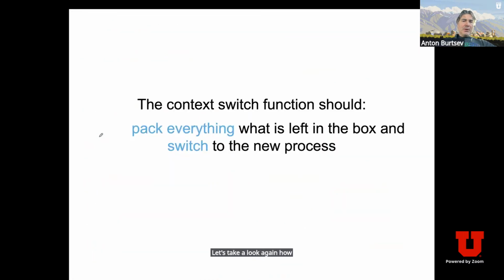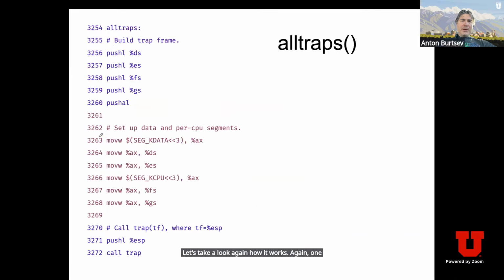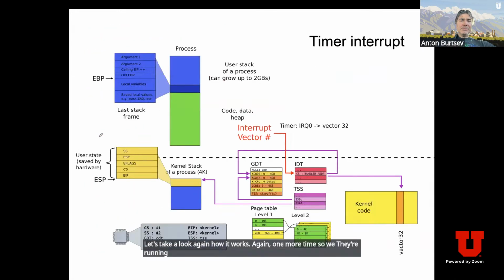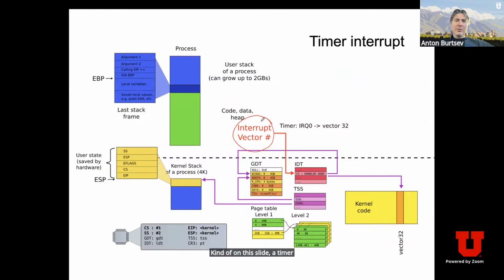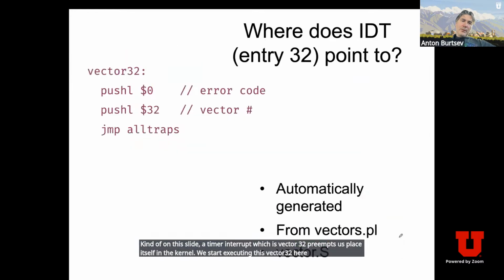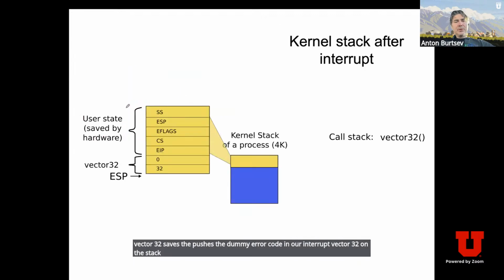Let's take a look again how it works. So again, one more time. We're running at user level, on this slide. A timer interrupt, which is vector 32, preempts us, places us in the kernel. We start executing this vector 32 code here. The code of this vector 32 pushes the dummy error code in an interrupt vector 32 on the stack, jumps to alltraps. Your stack looks like that.